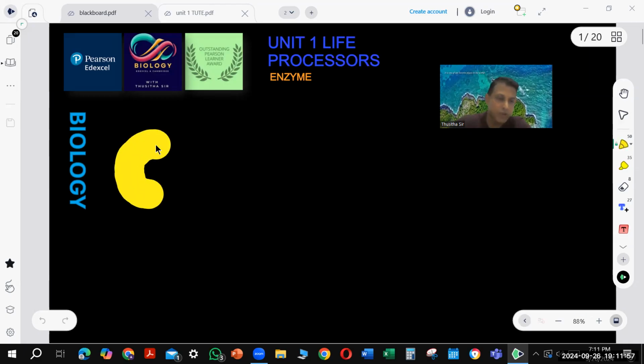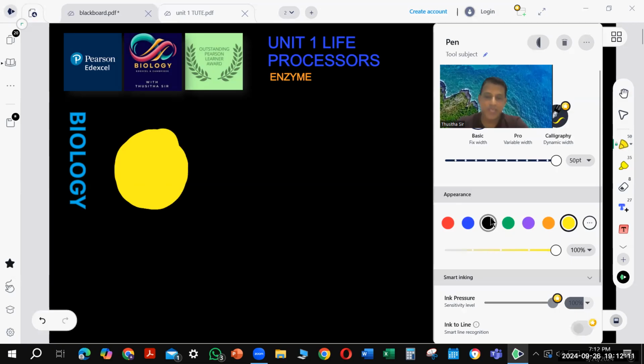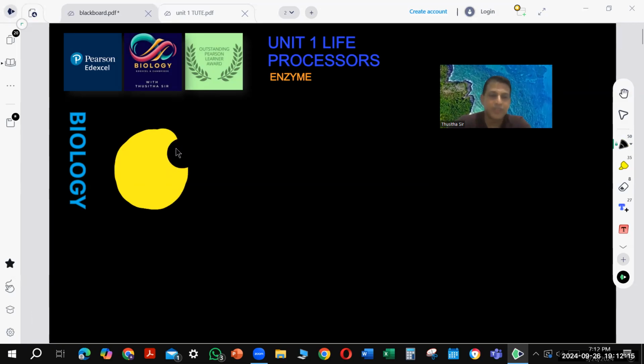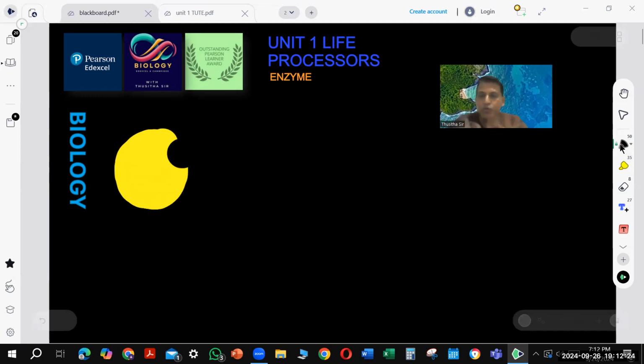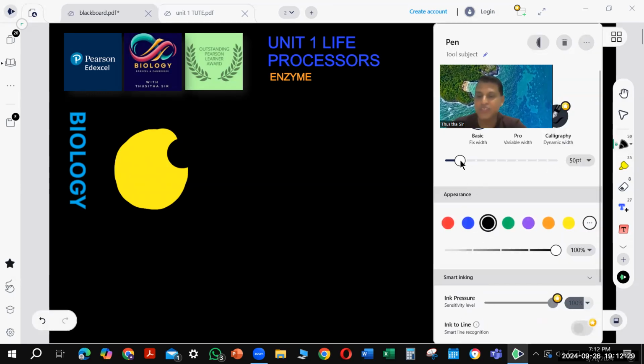So here I'm going to draw a molecule. This molecule is a protein molecule. Enzymes are proteins, and you can see this protein molecule. In this protein molecule, the enzyme has a special place. The black colored one is a special place. Right. Now you have to recognize this place. Can you type and send what the special place of the enzyme is?